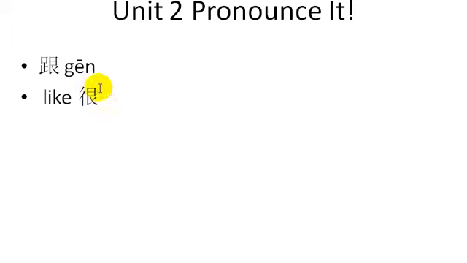Next we have gen. So we have the en as in taken, just like in hen for 很好. In this case we have a G before it, gen, gen, gen.